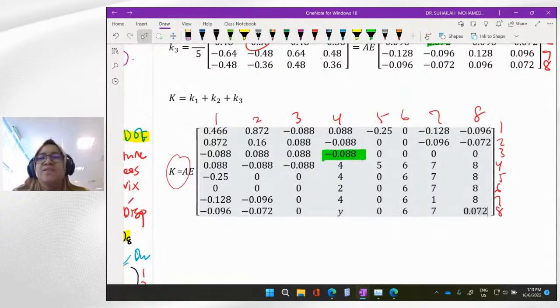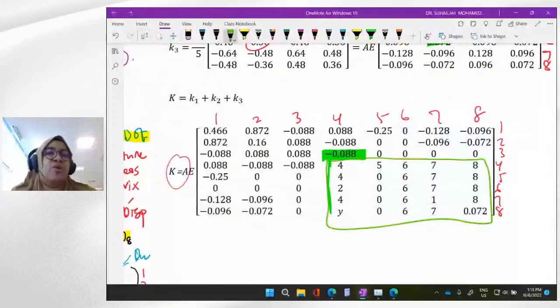Okay, basically it is not complicated. It is just time consuming because you have to do it carefully. You have to fill in all the structure stiffness matrix from the element stiffness matrices. Okay, so I want you to complete this. We have remaining how many? Okay, please replace all this with the right values as I mentioned.